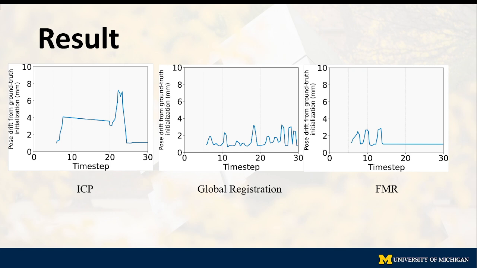After that, we compare the tracking error between the three methods. Tracking error is computed as the root mean squared error between estimated and ground truth poses over the sequence. As shown in the plot, FMR gets a very brilliant performance, and we can see ICP also gets a poor performance.